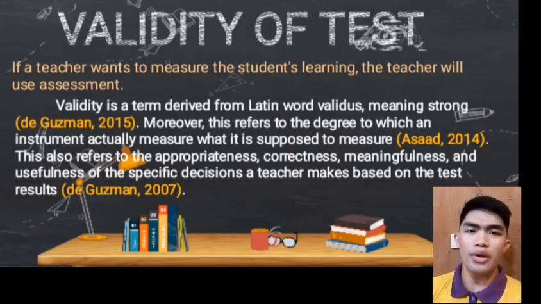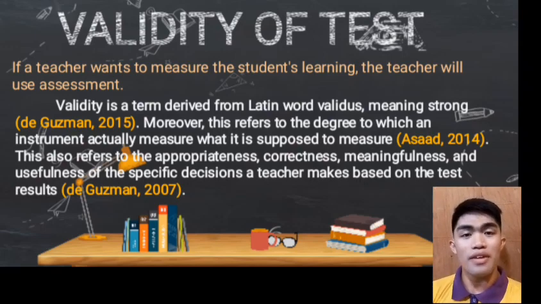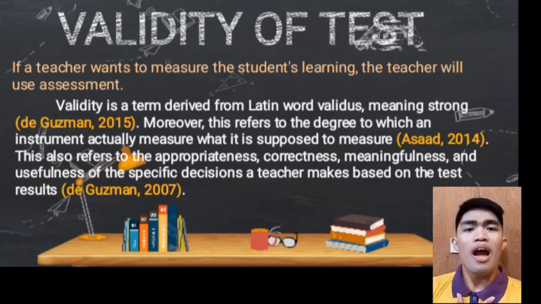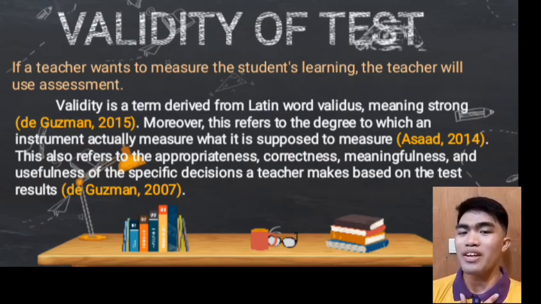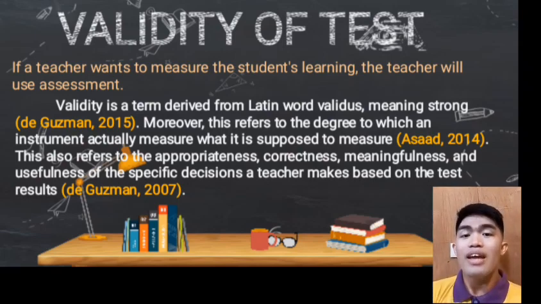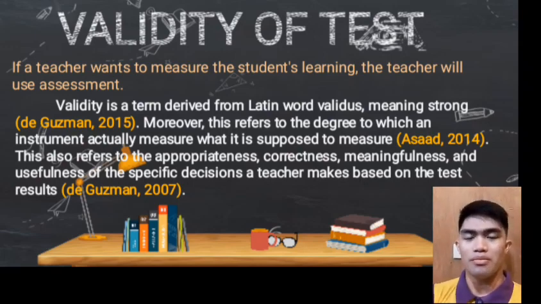And in line with our example, I have here some definitions for us to really know what validity of a test really is. So according to De Guzman 2015, validity is a term derived from the Latin word validus, meaning strong. Highlight the word validus, means how strong is the relationship, the connection of the tool being used, which is the assessment, in measuring the learning of the student. Is there a connection or relationship? Yes, and it should be strong.